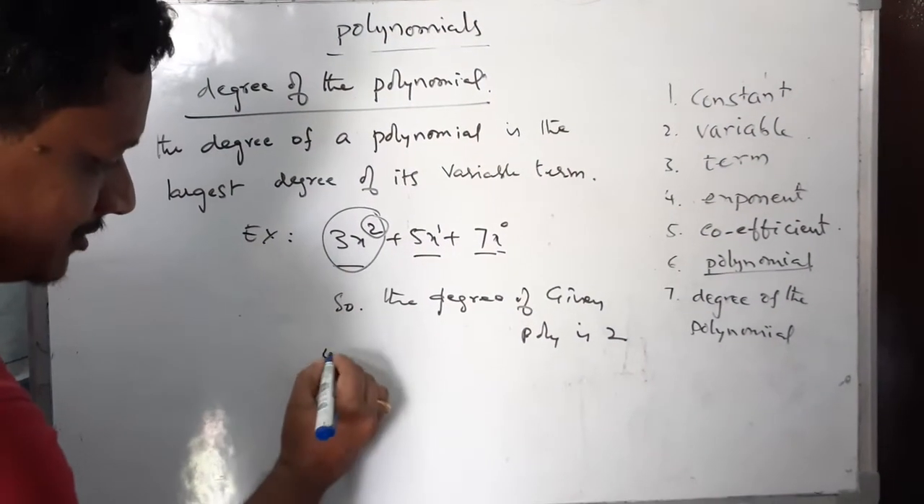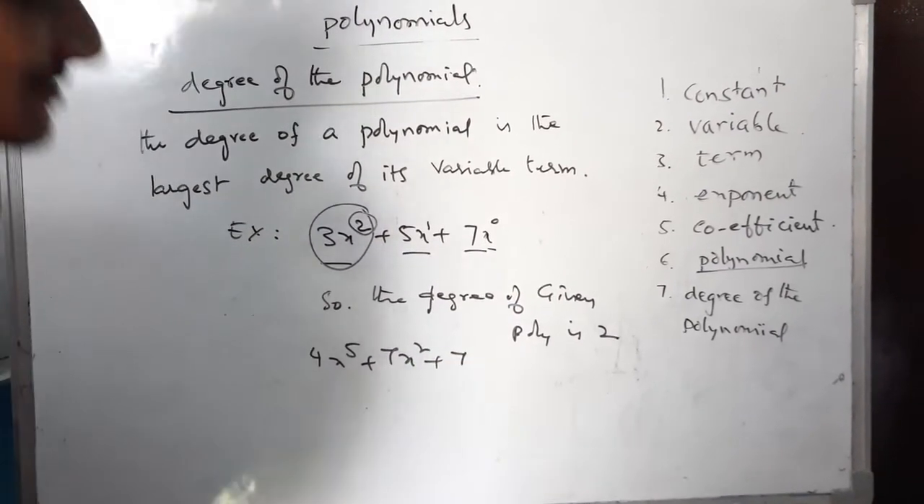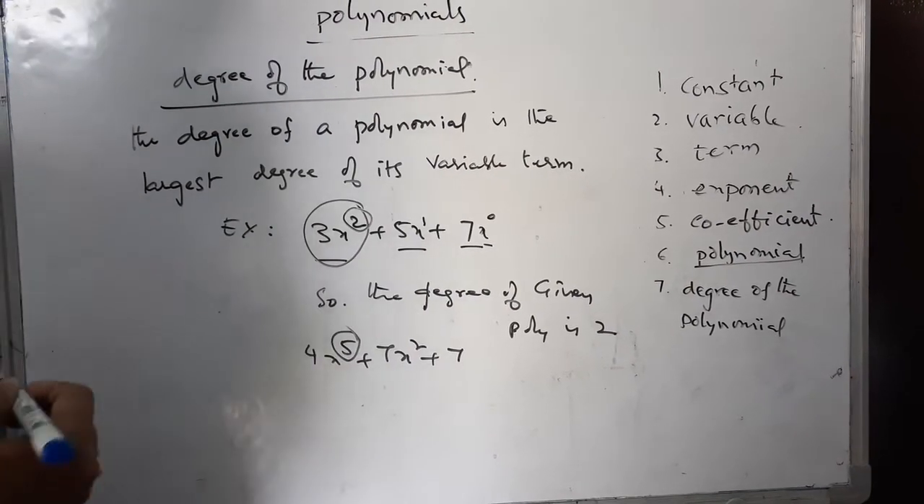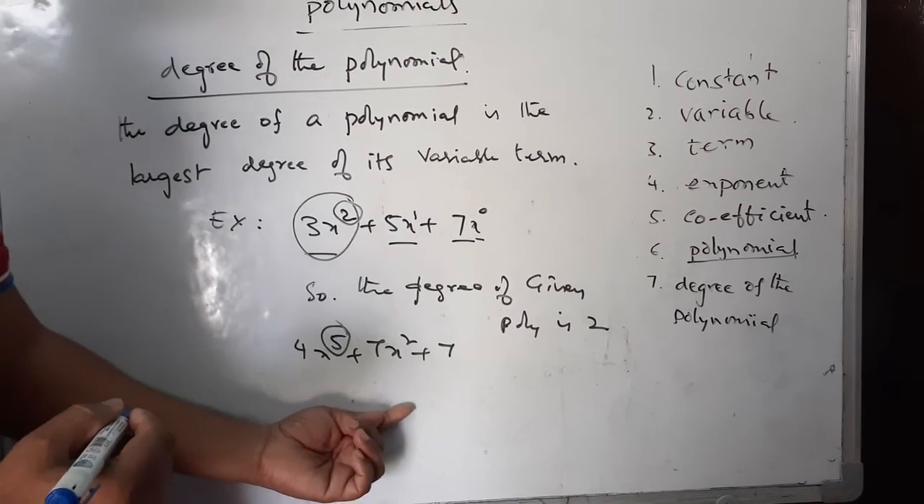Another example, 4x to the power of 5 plus 7x square plus 7. So here in this also, 5 is the highest power of the variable. So 5 is the degree of the given polynomial.